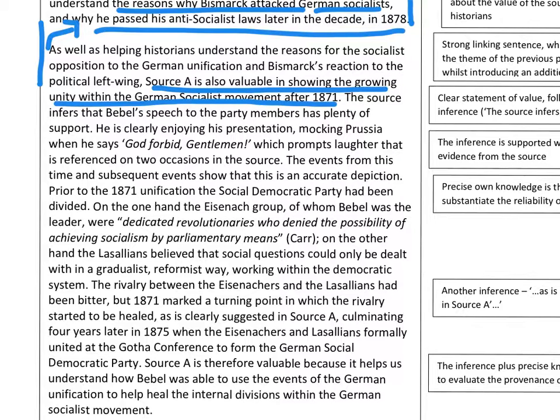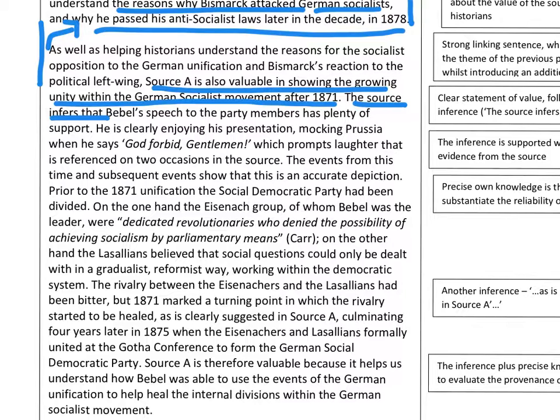It's also valuable, so it's clearly introducing a new point. So this paragraph is going to be about how the source is valuable because it shows the growing unity within the German socialist movement. The source infers that. There's the clear flag, the sign in the paragraph that you're making an inference.